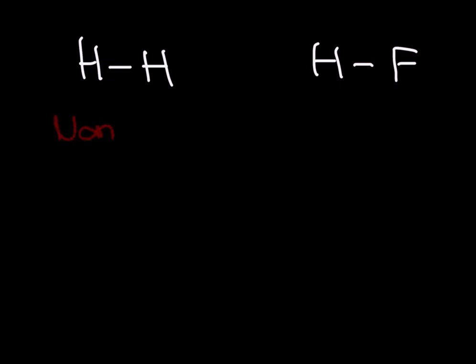There are 2 types of covalent bonds: polar covalent bonds and non-polar covalent bonds. The bond between the 2 hydrogen atoms is considered a non-polar covalent bond. The reason it's non-polar is because the electrons are shared equally between these 2 hydrogen atoms. Now, if you look back at the bond between the hydrogen and fluorine, the elements are different. Fluorine is much more electronegative than hydrogen because fluorine is going to pull the electrons towards itself.